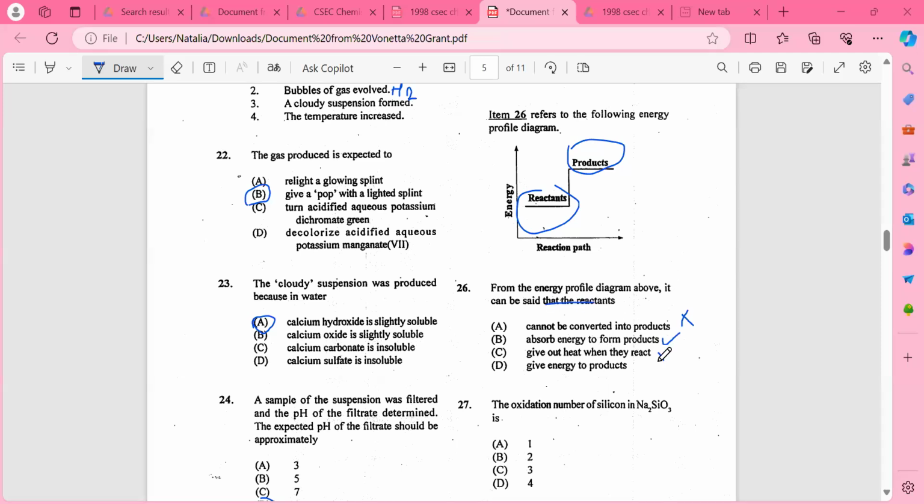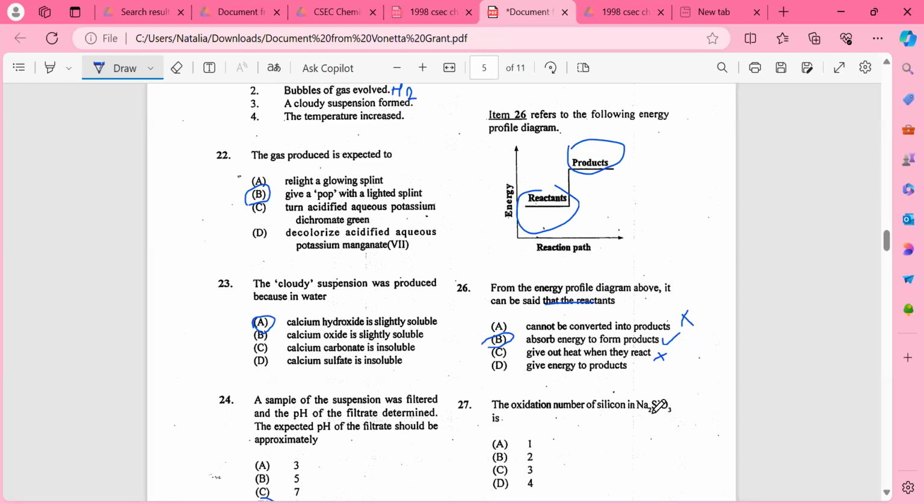So the reactants do not give out heat when they react. They absorb energy to react. So this is wrong. They give out heat to form products. And they give energy to the products. So the only correct thing there is B.